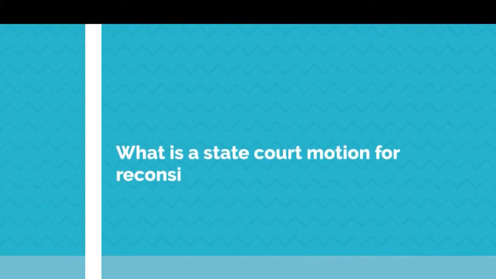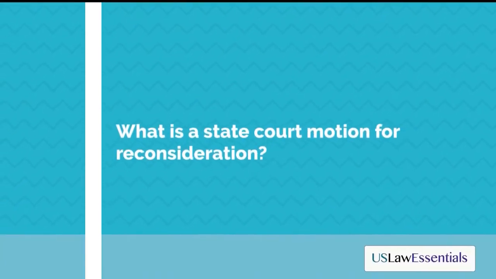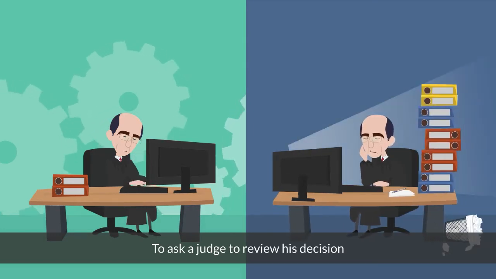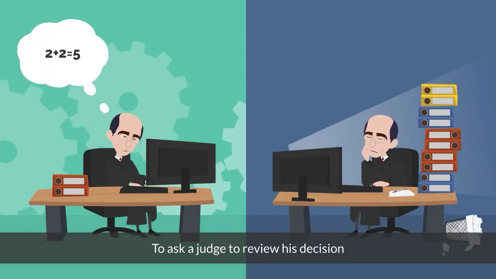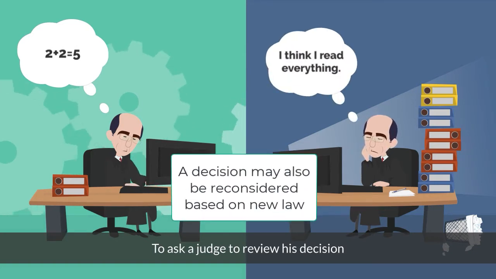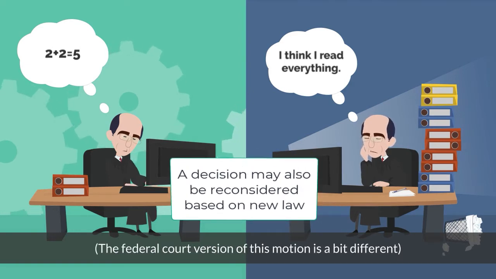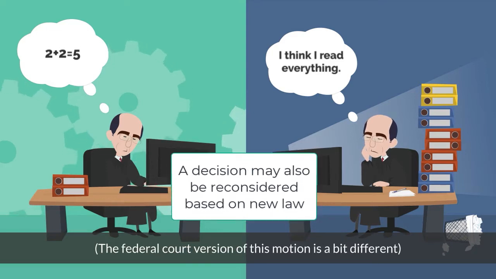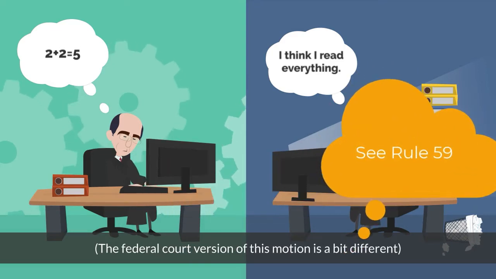In this video, we will introduce the state court motion for reconsideration. The motion for reconsideration asks the judge to review his decision, either because he made an obvious error or because he might have overlooked an argument or fact in making his decision. And yes, there are motions for reconsideration in federal court, but it's just slightly different because there is no federal rule of civil procedure which expressly provides for such a motion.